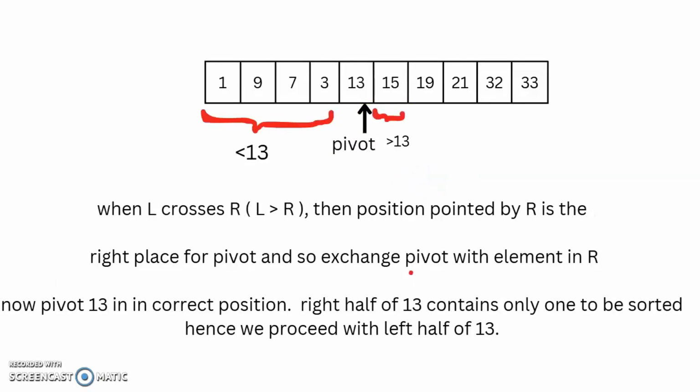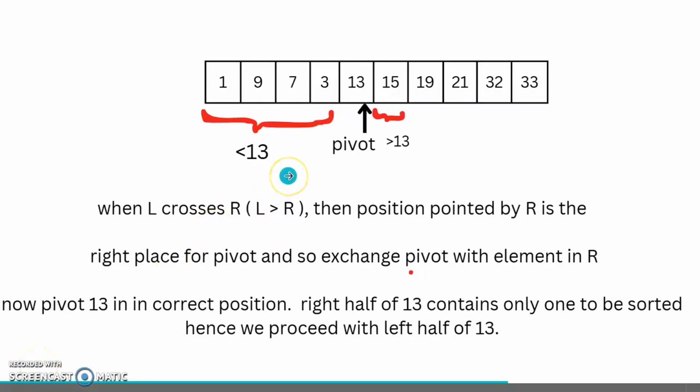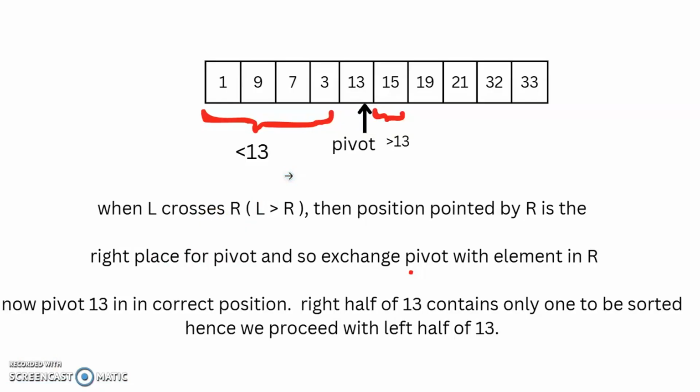After the exchange of values, the values lesser than 13 are on the left side of 13 and the values greater than 13 are on the right side of 13. On the right side of 13 there is only one element, 15. So we are concentrating on the left side of 13. Now we have to take the left side of 13, or the left half of 13, as a separate list and apply the quick sort process.